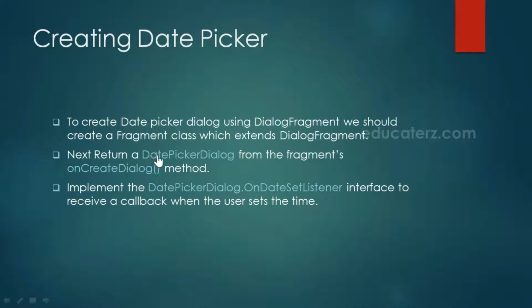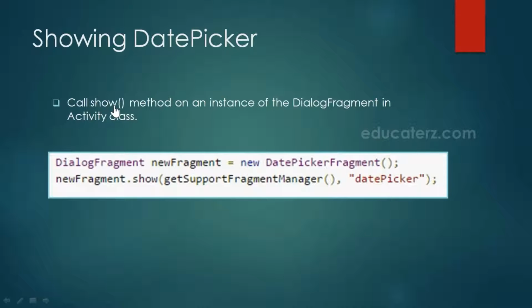Just the same procedure. Create a subclass for your dialog fragment and in your on create dialog, it will return your on date set listener. So you'll listen to the date in your on date set method. If you want to show the date picker, simply call a show method on the instance of your dialog fragment in your activity base class. So let us see how to create a date picker dialog.